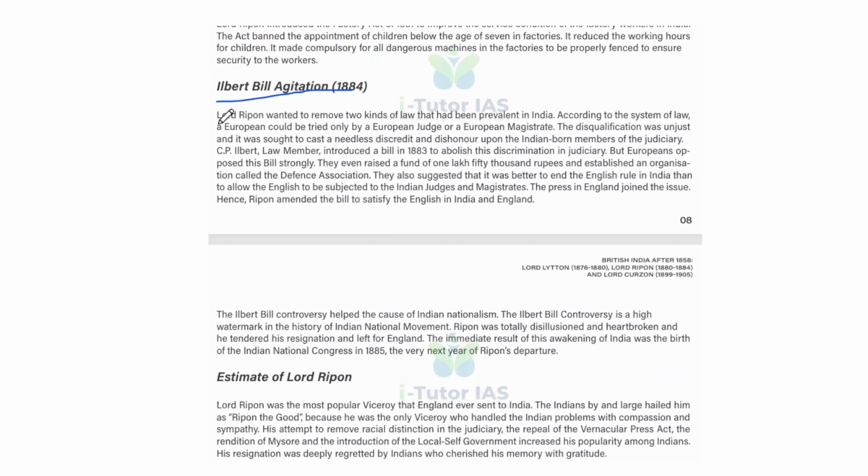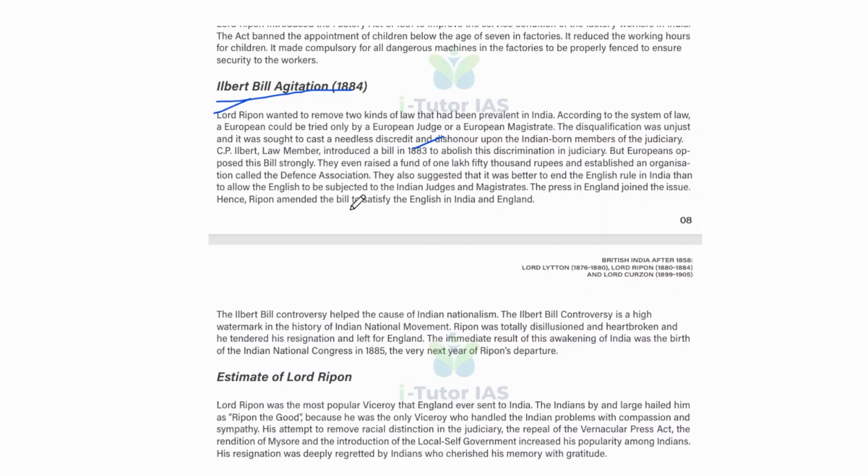And Ilbert Bill agitation, 1884. Lord Ripon wanted to remove two kinds of law that had been prevalent in India. That is, according to the system of law, a European could be tried only by a European judge or a European magistrate. And the disqualification was unjust, and it was sought to cast a needless discredit and dishonor upon the Indian-born members of the judiciary. And C.P. Ilbert, law member, introduced a bill in 1883 to abolish this discrimination in the judiciary, but Europeans opposed this bill strongly.